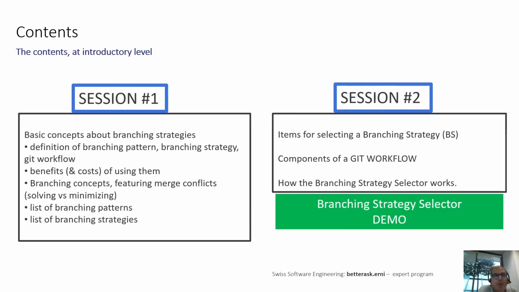The contents for this session: we will see basic context about base branching strategies. We will see definitions for branching patterns, for branching strategies and Git workflows. We will see the benefits and the costs of using them. We will also see some underlying branching concepts. For example, one concept we will talk a lot about is merge conflicts: how to avoid, solve, and minimize them.